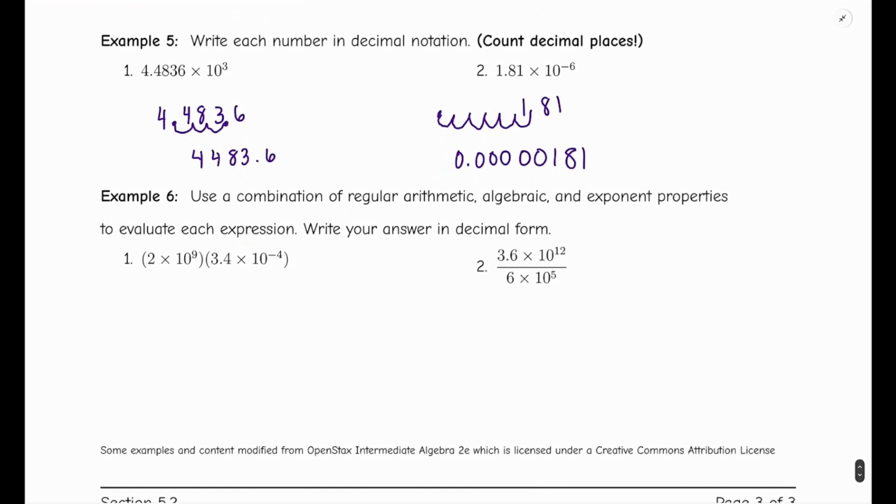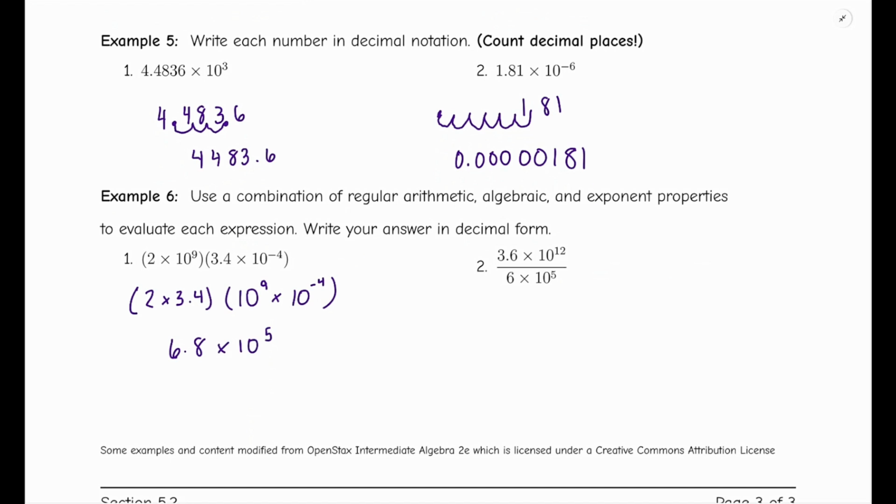Example 6. Use a combination of regular arithmetic, algebraic, and exponent properties to evaluate each expression. Write your answer in decimal form. Another nice thing about scientific notation is it makes it easier to multiply and divide these types of numbers. Because what we can do is this will just become 2 times 3.4 and 10 to the ninth times 10 to the negative fourth, because order of multiplication does not matter. 2 times 3.4 is 6.8. 10 to the ninth times 10 to the negative fourth is 10 to the fifth. So there is our answer.